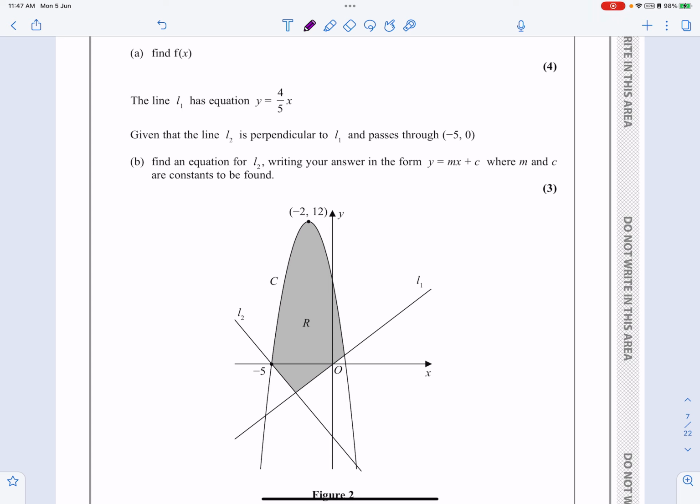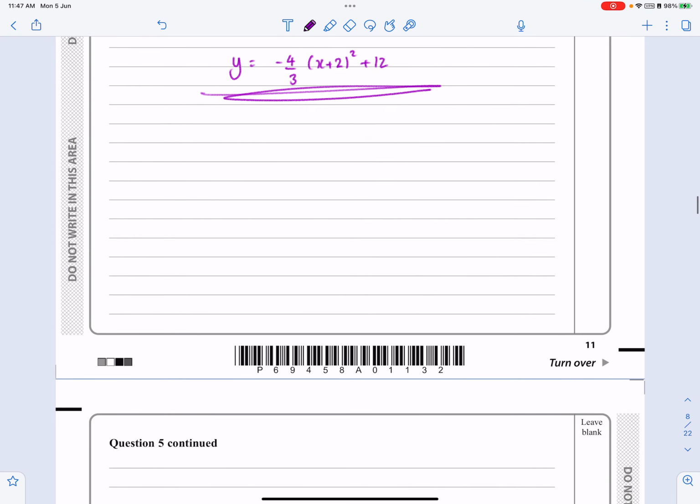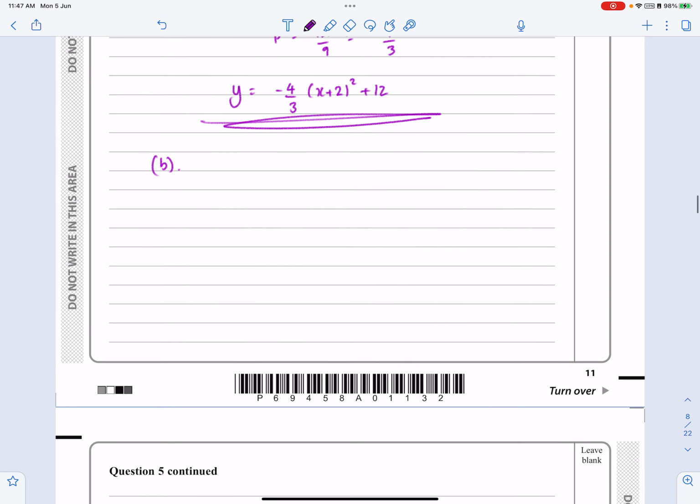Given that L2 is perpendicular to L1 and passes through the point (-5, 0), can we find the equation of the line? Yes, we absolutely can. That's a really straightforward thing to do. And they're going to want it in the form y equals mx plus c, which if I forget, I'll always go back and check at the end of doing this question. So let's just make it clear what we're doing then.